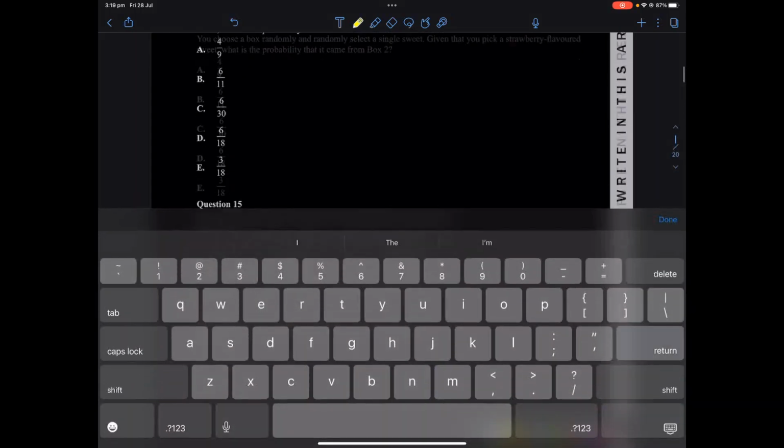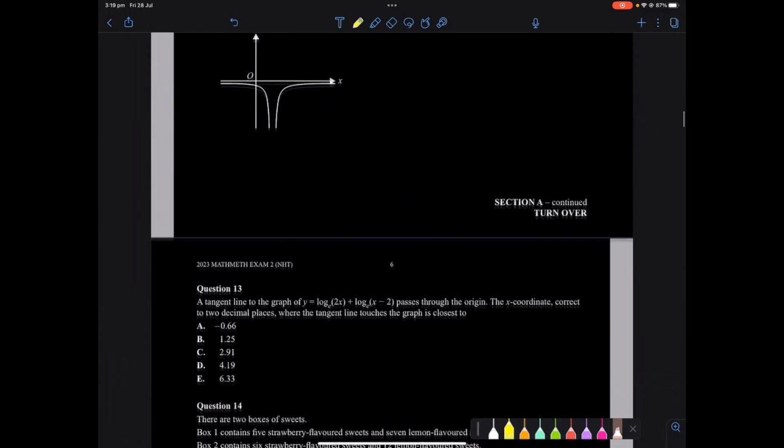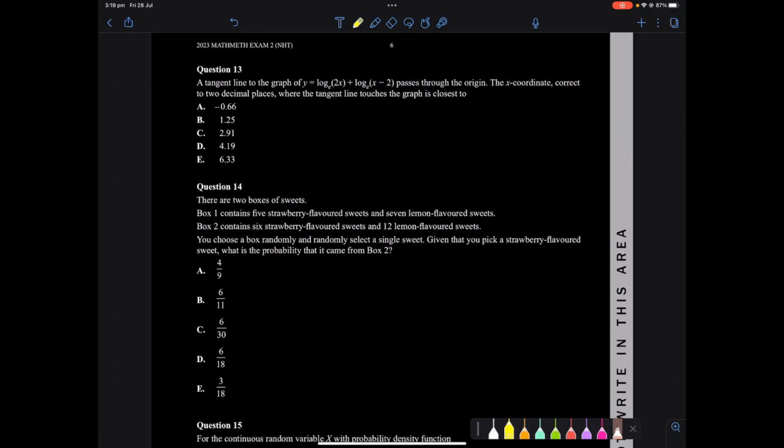Okay, next question. Question 13. A tangent to the graph of y equals this passes through the origin. The x-coordinate, correct to decimal places, where the tangent line touches the graph. So a tangent line to the graph of this passes through the origin, and we want the x-coordinate where the tangent line touches.